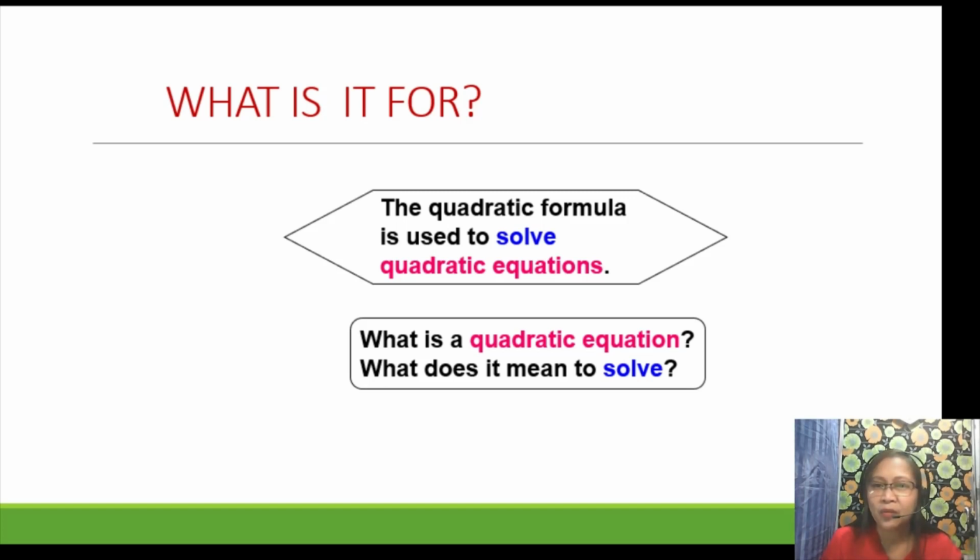Now, let us proceed to our lesson, Quadratic Formula. What is it for? The Quadratic Formula, class, is used to solve quadratic equations. Kung nahirapan kayong gamitin ng completing the square, factoring, at saka yung extracting square root, gagawin mo rin dito yan sa solving quadratic equation using quadratic formula. So kailangan marunong ka nung extract square root. So what is a quadratic equation? What does it mean to solve?